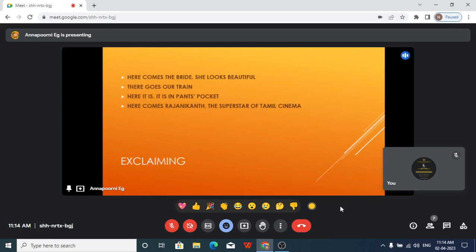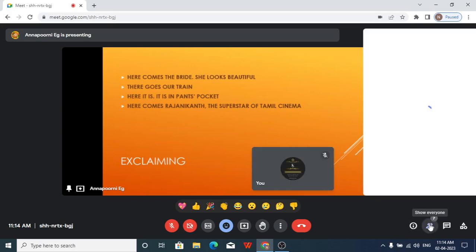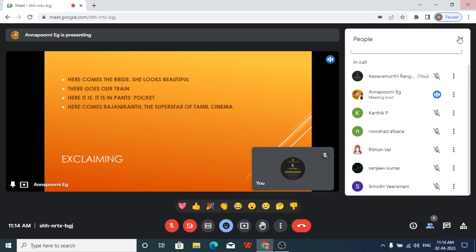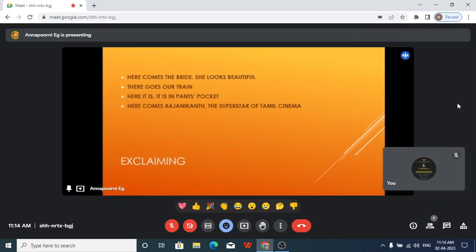Okay, we exclaim sometimes with saying, wow, what a beautiful flower. Sometimes we say, wow, what an amazing place. Or we say, wow, this is really amazing. This is really awesome. There are so many instances where we exclaim, and that is the exclamation of happiness.